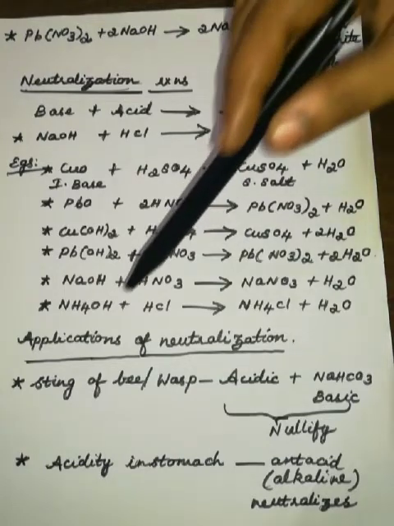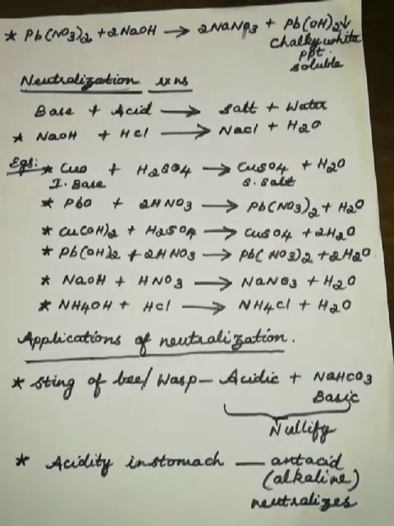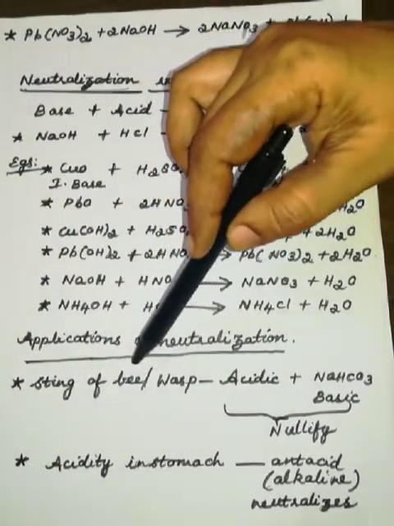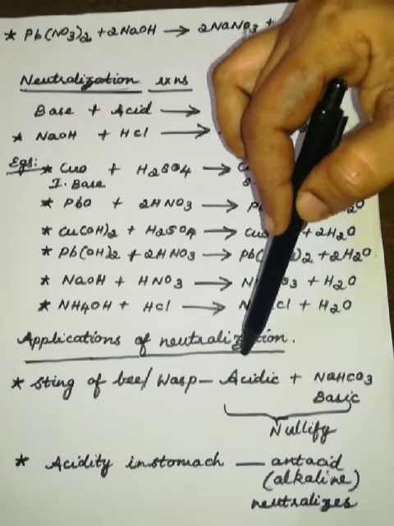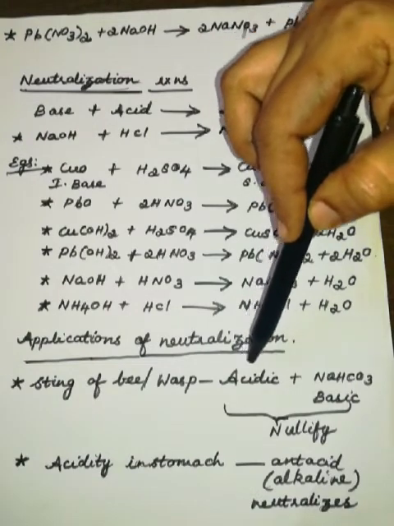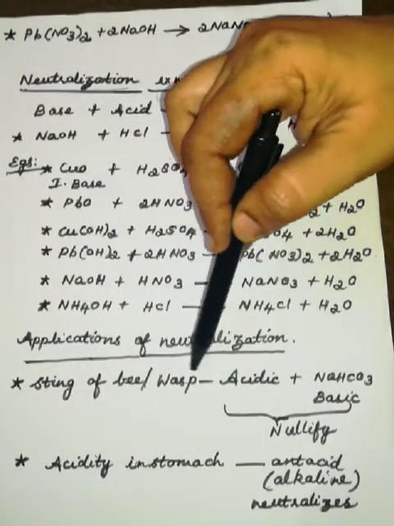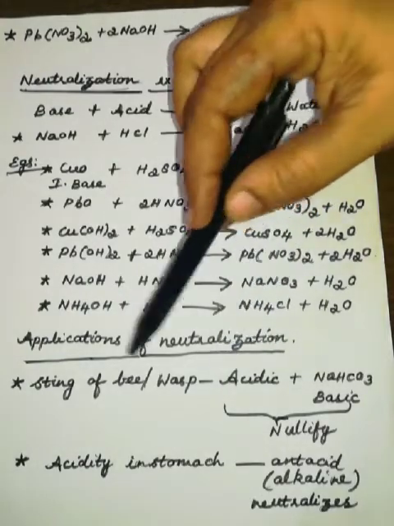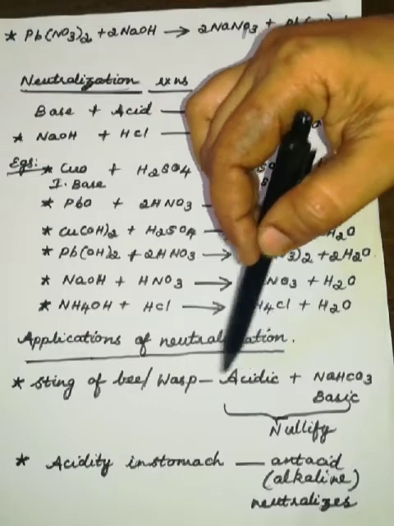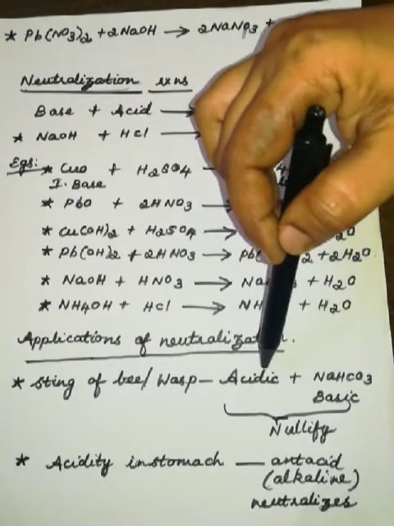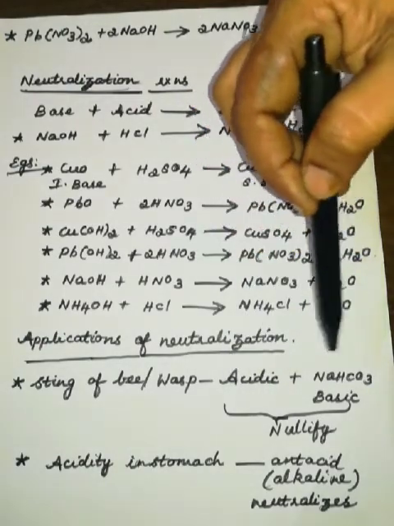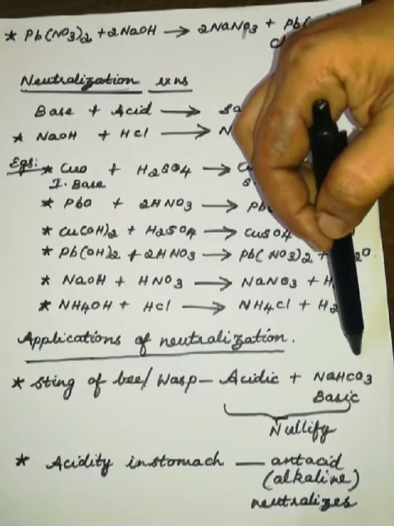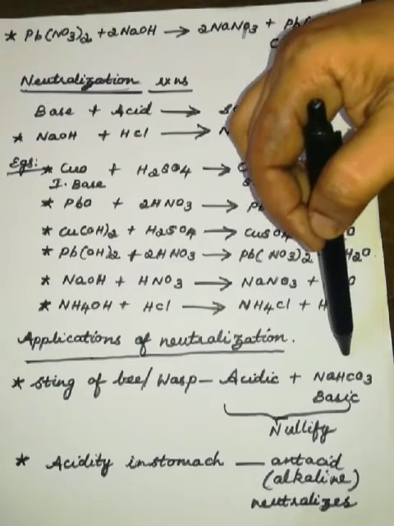Let's see the applications of neutralization. See, the sting of a bee, a honeybee or wasp, contains an acidic substance. It has an acidic nature and it bites you, so the nature of the sting is acidic. That's why it pains you. Now on that place, if you apply baking soda, the chemical name of baking soda is NaHCO3, which is basic in nature.